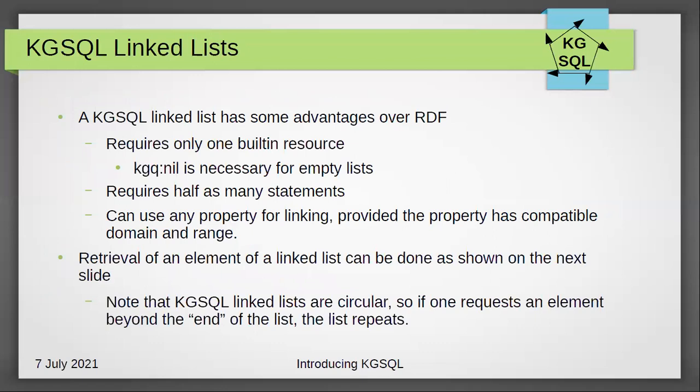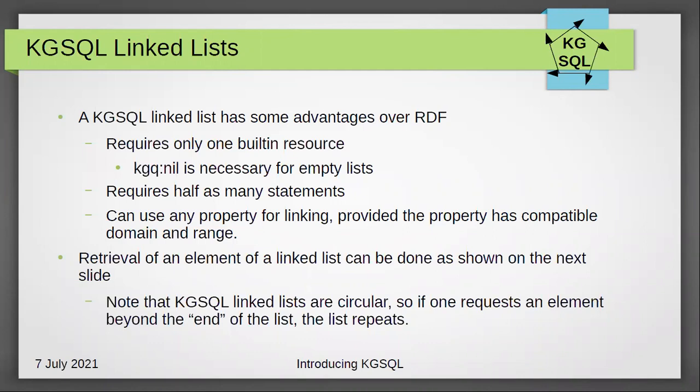So in KGSQL, as you can now see, this linked list notion has some advantages. It only requires one built-in resource, and requires half as many statements. You still need a nil notion, of course, because empty lists have to be represented. But it has this nice feature that any property can be used for linking, provided that this property has compatible domain and range, of course.